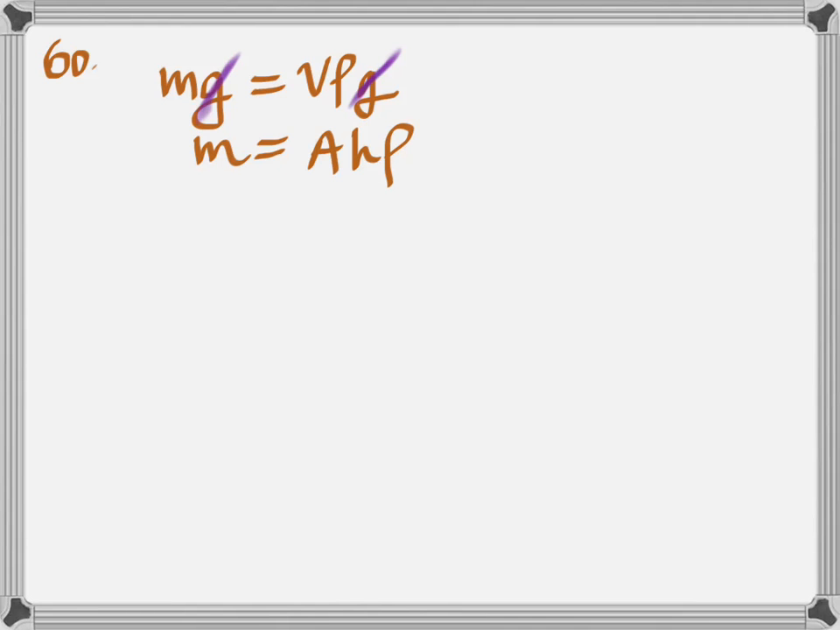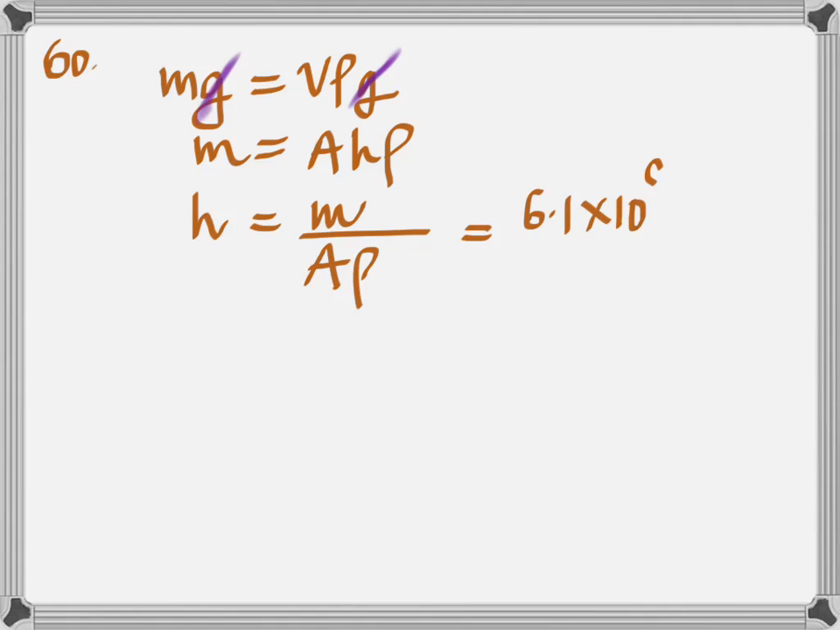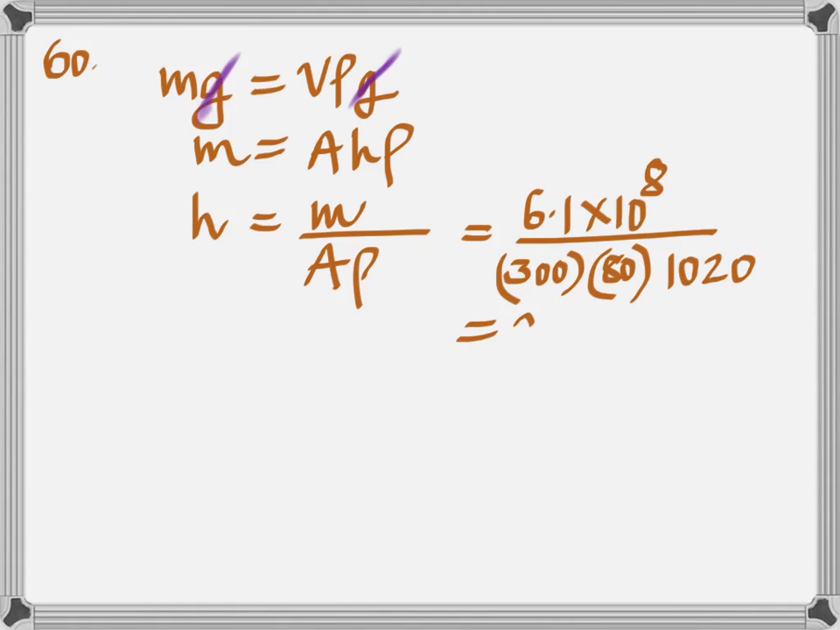All right. So because it floats, weight is equal to the weight of fluid displaced, and volume can be written as area of cross-section times height. So you get the mass, g's cancel out, and h is m by A rho. The mass is given. The area is 300 times 80, and the density of seawater is 1020, so the height is 24.92 meters.